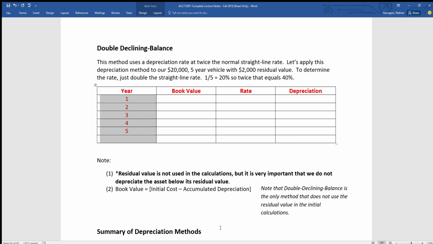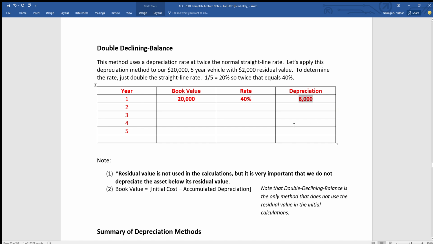So in the first year, book value is my initial cost, which was $20,000, minus whatever the accumulated depreciation is. Well, we haven't depreciated yet, so that's basically 0. So your first year will always be the initial cost. Then we multiply it by the rate. I took 1 divided by 5, which is 20% for each of these years, basically the straight line, and multiplied it by 2. So my rate is going to be 40%. So 20,000 times 40% gives us $8,000.